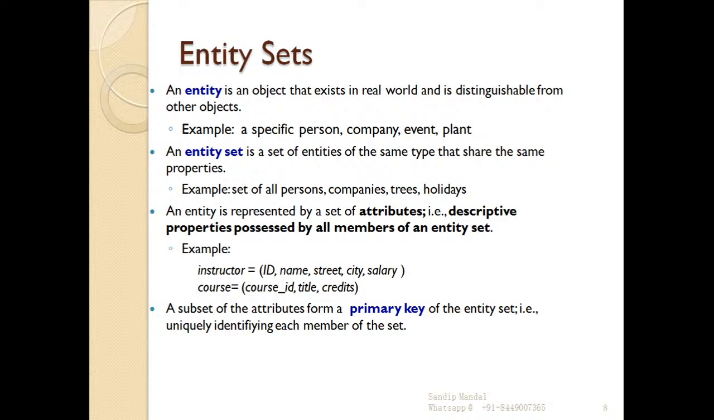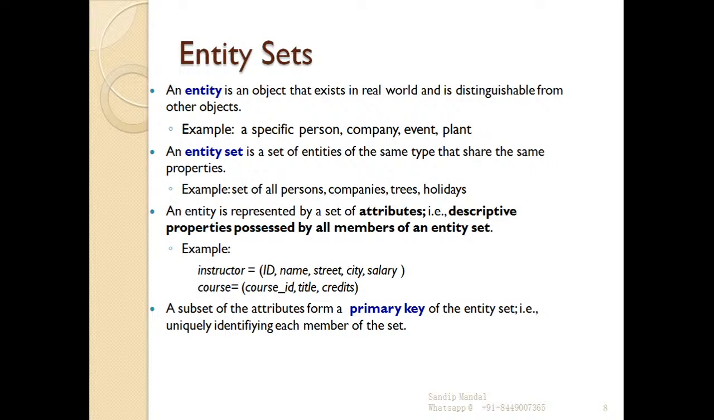The same applies to each course. The course is not physically present in the real world. If I say computer science, is there any physical object identifiable in the whole world by the name of computer science? No, not possible. Computer science is an abstract kind of thing, an abstract kind of object. But this abstract object has a course ID, a course title, and some credits.